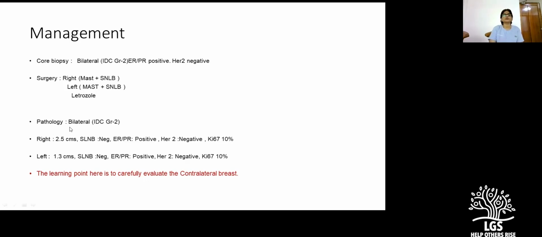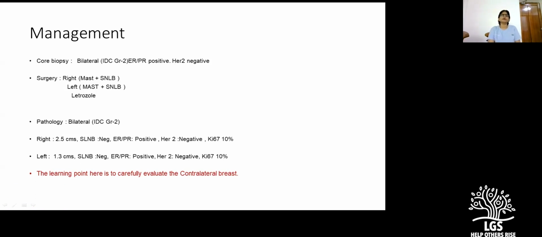The right side was a 2.5 centimeter tumor, sentinel nodes negative, ER/PR positive, HER2 negative, and Ki67 was 10%. On the left, the non-palpable side, the tumor was 1.3 centimeters. And again, same features, ER/PR positive and a low Ki67.